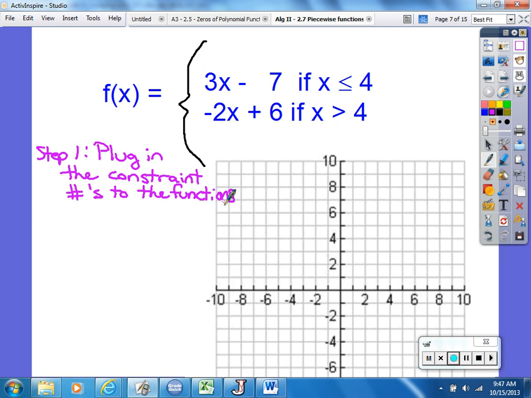Even if technically that constraint number shouldn't be plugged in there. Meaning, I'm going to plug 4 into the top function, and I know technically 4 should not be plugged into the bottom one because it doesn't have the equal sign, right? But I'm still going to plug it into the bottom function. But where I put the dot on the graph, it's actually going to be an open dot. Does that make sense? Okay. So let's go ahead and plug those in. 3 times 4 minus 7, and -2 times 4 plus 6. That's 5. -8 plus 6 is -2.